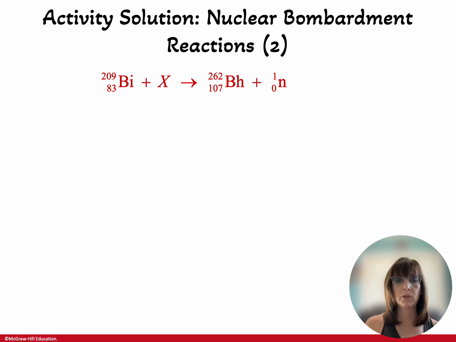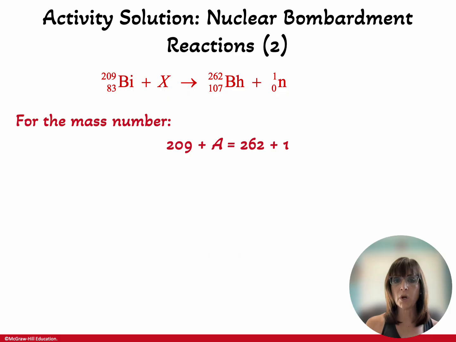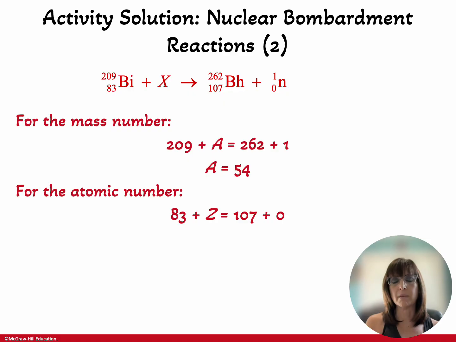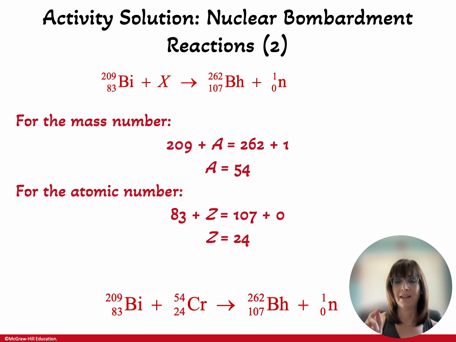So this is what we have. You should first look at the mass number. And you're going to notice that you have 209 plus some number equals 263. So when you subtract 209, you get, and by the way, A is the mass number, a mass number of 54. Then you want to do the same thing for the atomic number. And don't ask me why they use Z for atomic number. They just do, okay? 83 plus Z equals 107. Subtract 83 from both sides, and you get Z is 24. Go look up atomic number 24, and guess what? It's chromium. And that is what you're bombarding that with to create that reaction.